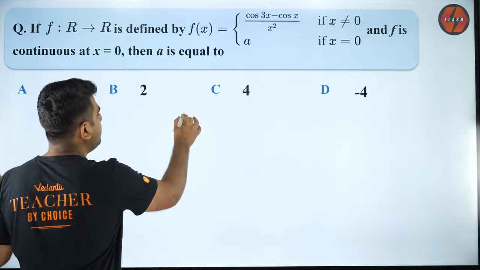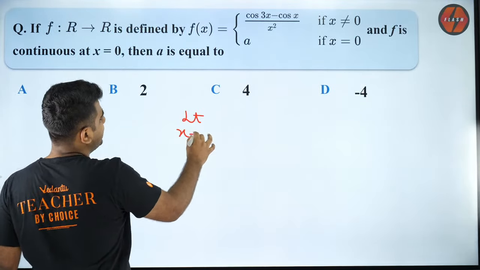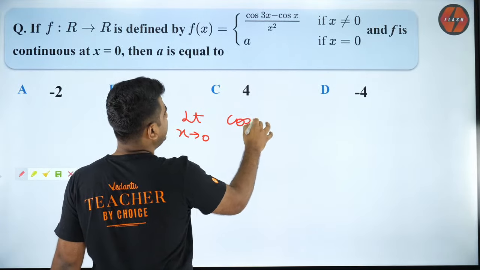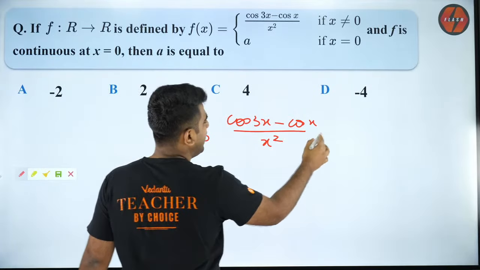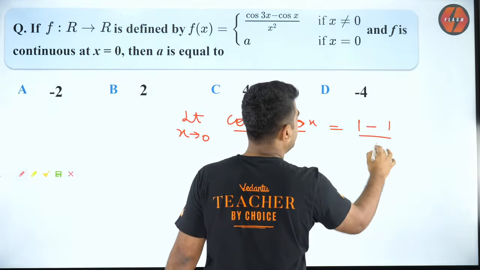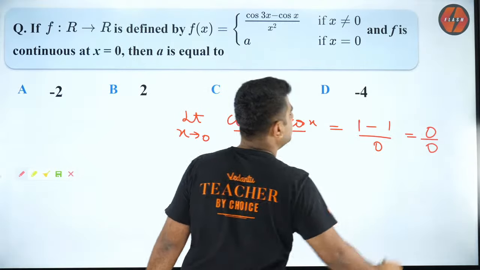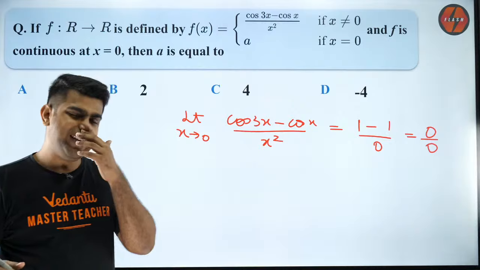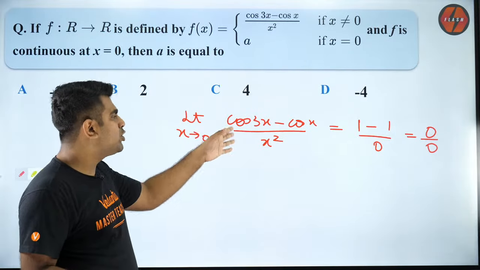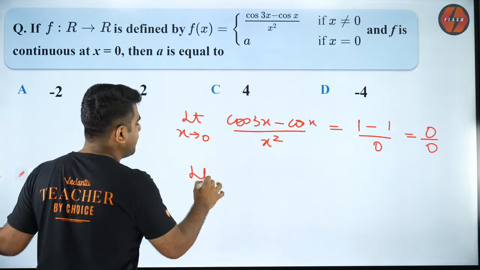So first, what is the limit at 0? So limit at 0 is going to be cos of 3x minus cos of x by x square. So if I put 0, I will get 1 minus 1 by 0, which is 0 by 0 form. So whenever I have 0 by 0 form, can I say that I can use LH rule? So if I use LH rule, what will happen?